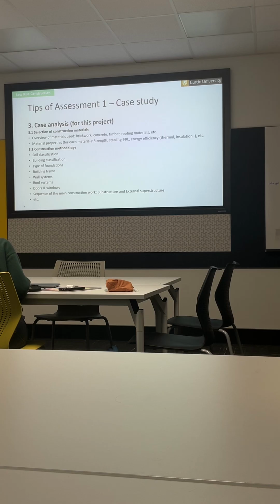Two major subsections you can include in this section. One is selection of the construction materials. Right. For this project, what kind of materials you will use? Then you explain the reason. You explain the project, the material you select. Then you explain the reason why you selected these materials.